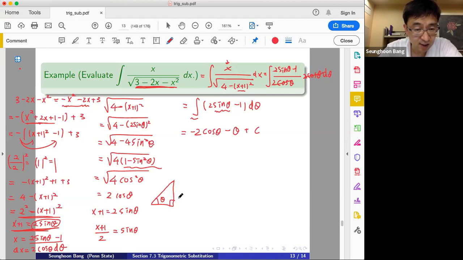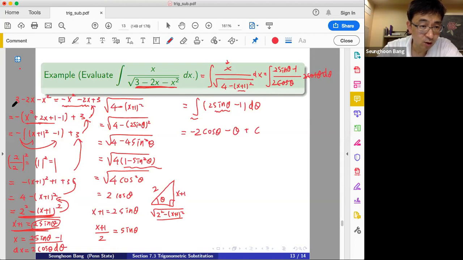Triangle. Sine theta is the opposite over hypotenuse. How can you find that, Jason? Exactly, hypotenuse squared minus the opposite squared. So this one is exactly the same as here. We are going backward, to the original one. So this one is the same as the square root of 3 minus 2x minus x squared. So we have it, so we can change.